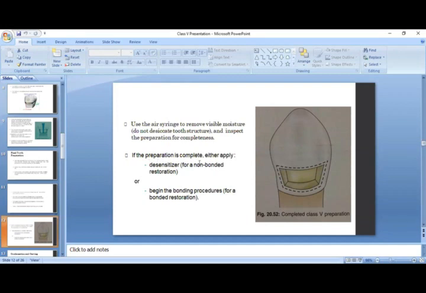If the preparation is complete, either apply a desensitizer or a bonding agent. Now, what are we supposed to do after the cavity preparation is finished?